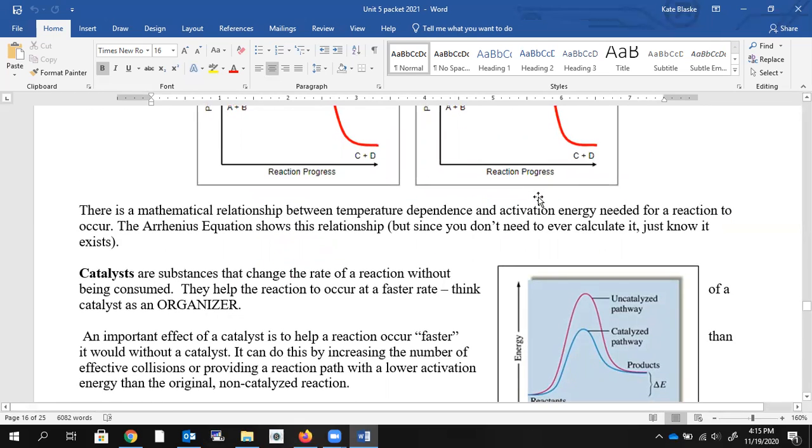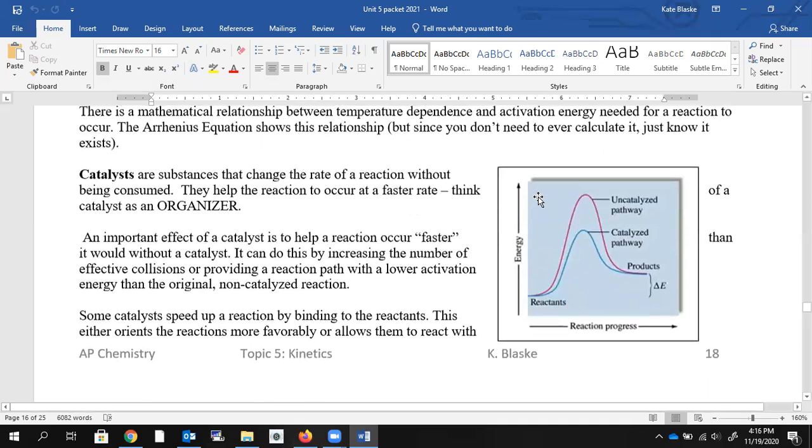If you're looking up information about this on other sites or in your textbook, they might talk about something called the Arrhenius equation. It has a mathematical relationship about activation energy and temperature and all sorts of things like that. That is not going to be tested on the AP exam. It's basically just a plug and chug equation. It doesn't tell you a whole heck of a lot, so we don't need to worry about that.